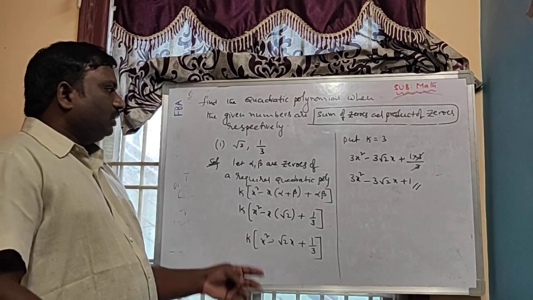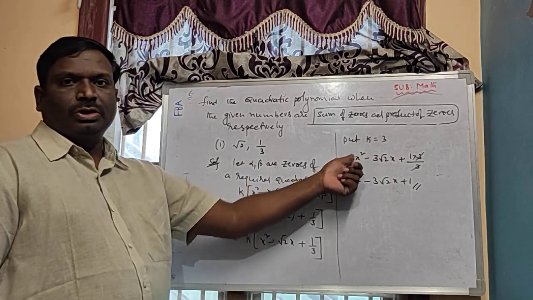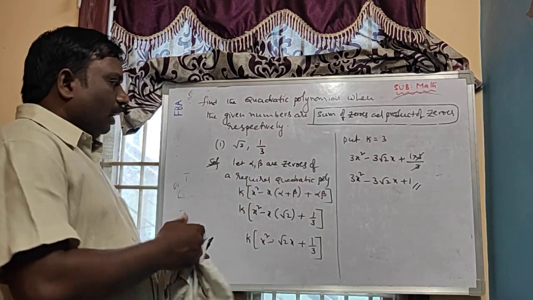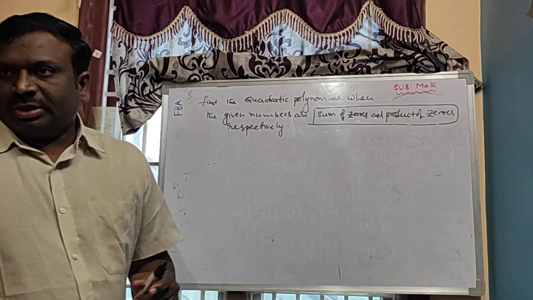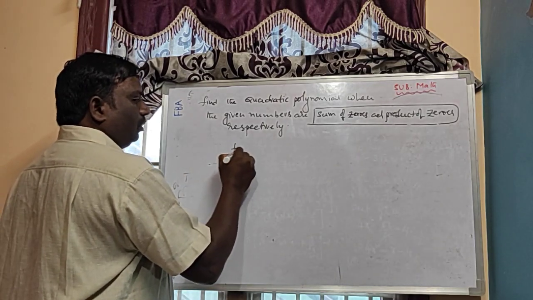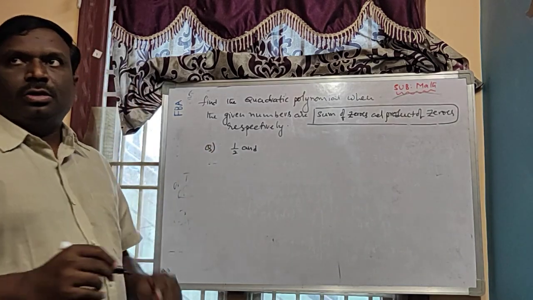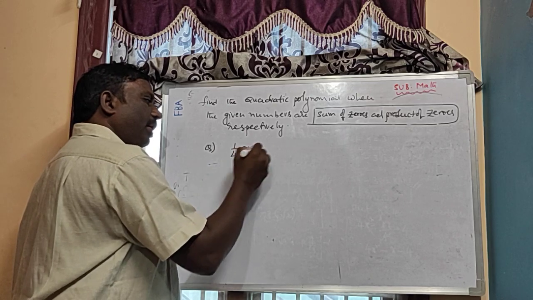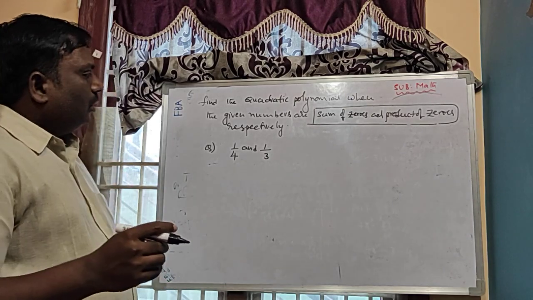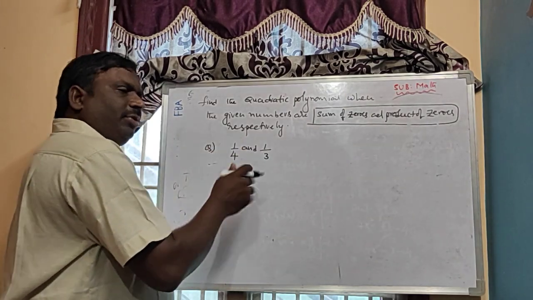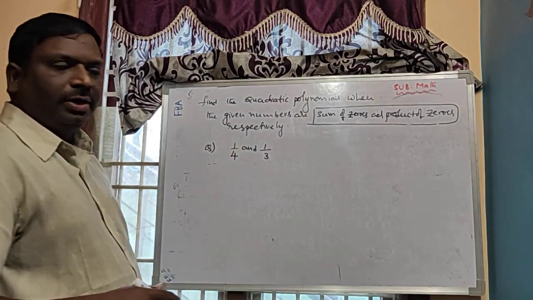Understand? The last one is where they give two fractions. How to do it? How to take the k value? Now I am explaining the last example with this model. From the textbook the question is 1 by 4 and 1 by 3, or minus 1 by 4, 1 by 3. Any value you can take. I do not remember the textbook values, so I am just taking 1 by 4 and 1 by 3.